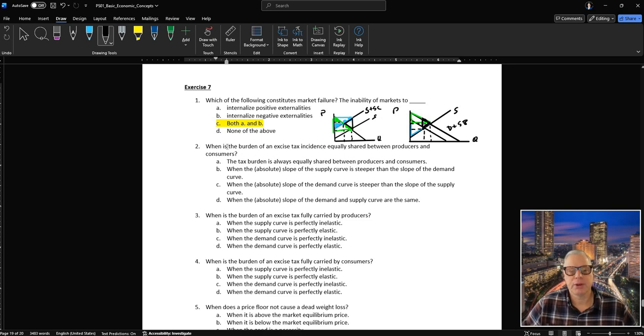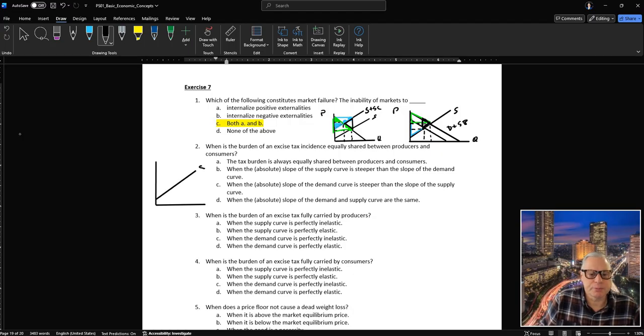Next question. When is the burden of an excise tax incidence equally shared between producers and consumers? So again, tax incidence relates to who pays the tax. And if you remember, if the slope of the supply function is the same as the slope, well, let's assume this is the same slope. I mean, the positive slope is the same as the negative slope in absolute terms.